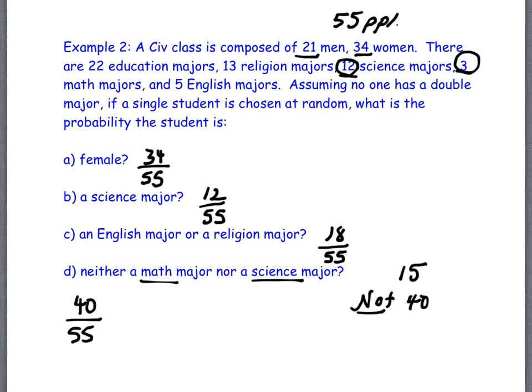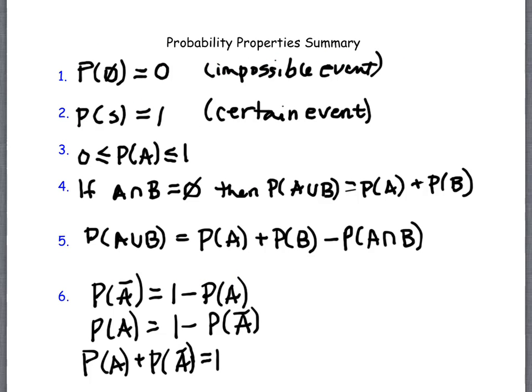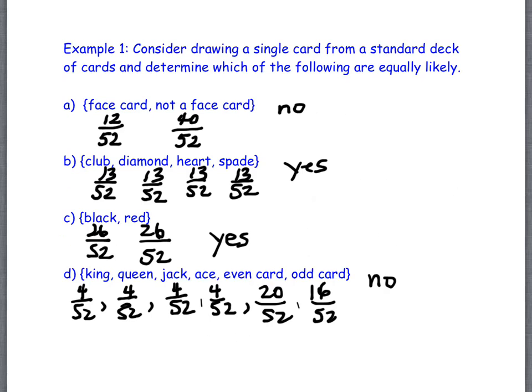And believe it or not, you're using a probability theorem when you did that. You didn't use it directly, but the theorem that you used is this last one over here. You actually found the number of people that were not math or science by finding the number of people who were and subtracting it from 100%, which was the 55 total people. This is the theorem that you were using by default.